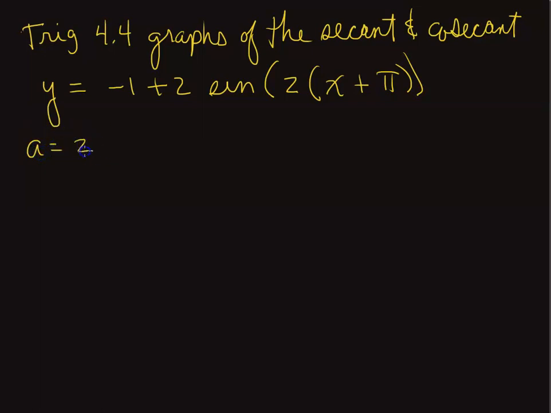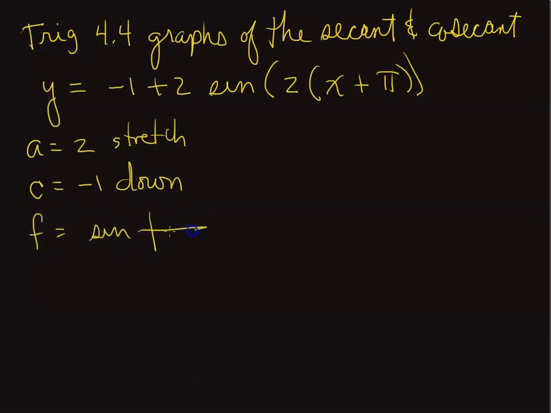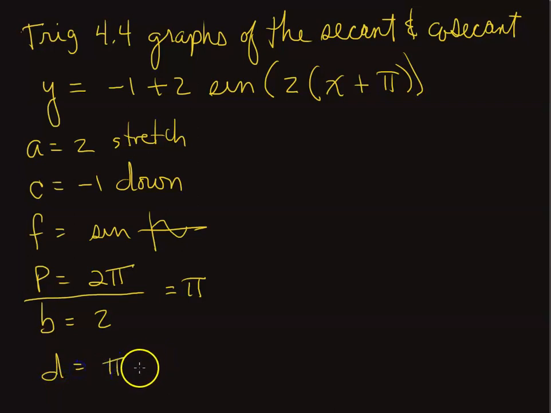What is A? 2, so it's a stretch. C is -1, so it's moved down. The function f is sine, which looks sort of like the sine curve. The period for the sine is 2 pi. B is 2, so the new period is just pi. And D is pi, but moved to the left. So down and to the left, so it should be like the third quadrant.